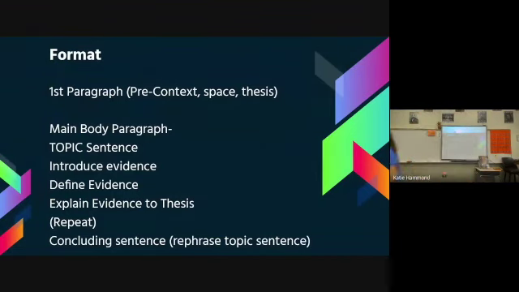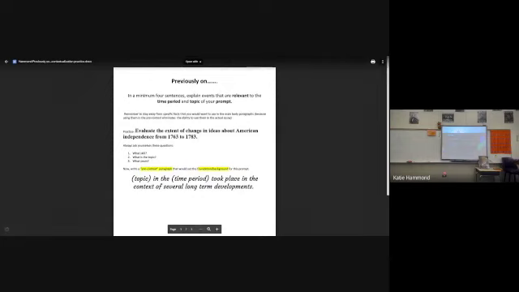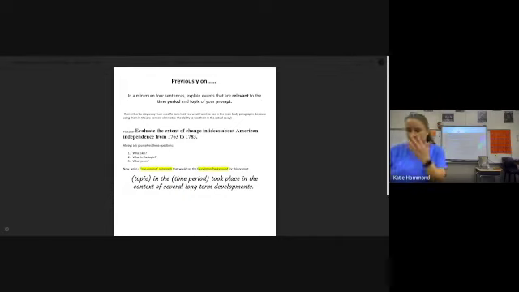Again, I'll show you that prompt just so you don't have to go back. I am sharing that prompt with you right now. Just organize it and give me one main body paragraph. Don't waste your time doing pre-context. You did that yesterday.